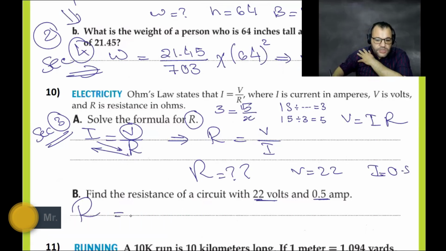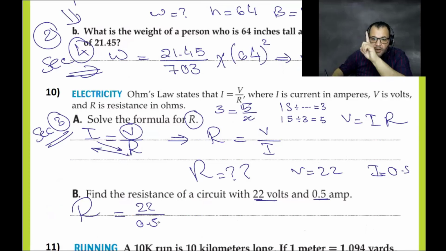Just by using substitution, 22 divided by 0.5. This question we can solve without using a calculator. R equals 44.